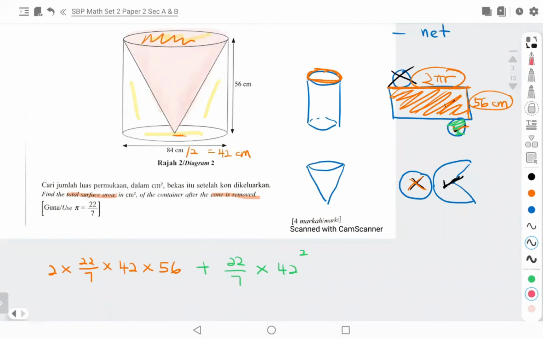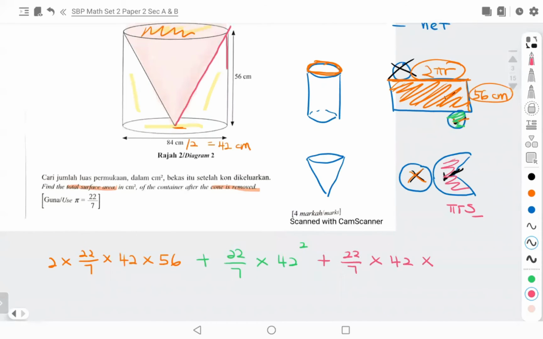Plus the curved surface area here. Formula is pi rs. You can write down. Pi rs. And s refers to the slanted height of the cone, which is here. Slanted height. Okay, so pi times radius times the slanted height, which is not given, and you have to find. Okay, you got to find out the slanted height of the cone first.